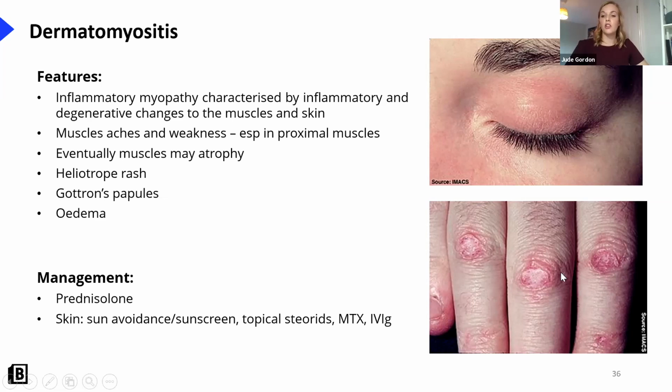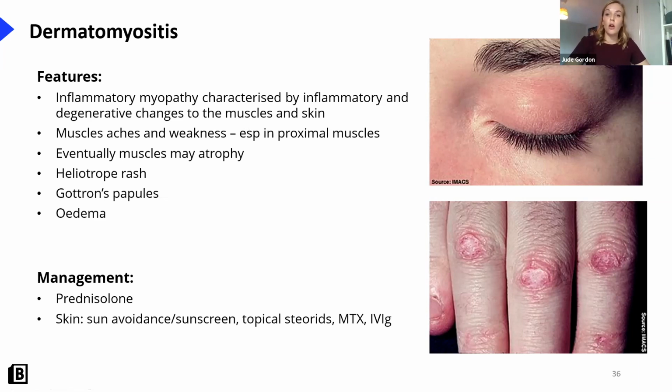This second picture down here shows Gottron's papules, and they are these quite strange red scaly patches that tend to affect the joints of the fingers, but can affect any extensor surface of a joint. It can also be associated with edema, and in particular periorbital edema. So as well as the rash, you might get quite significant periorbital swelling with this.